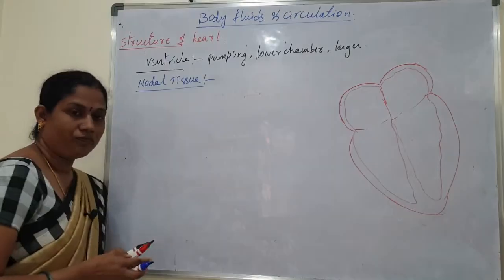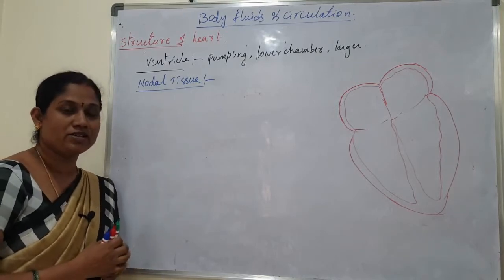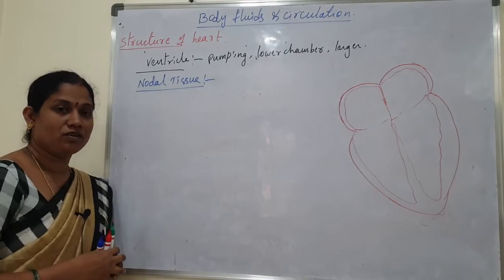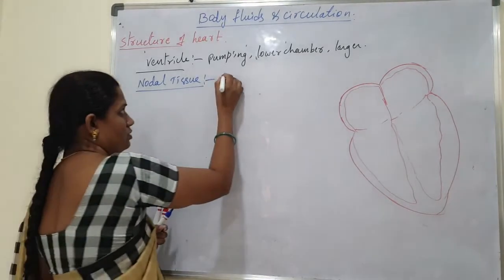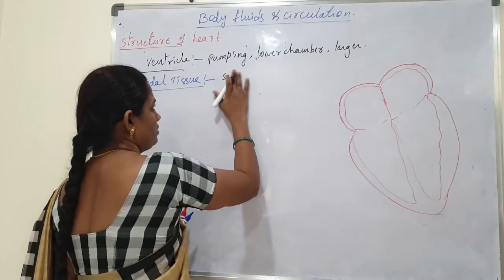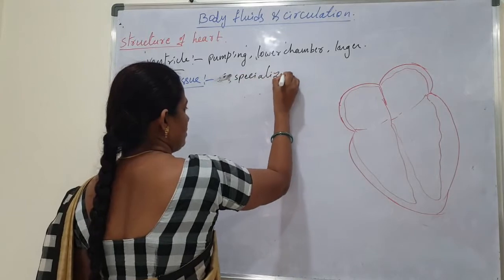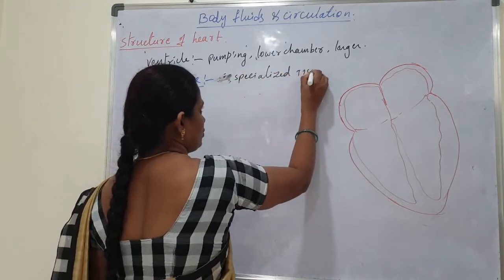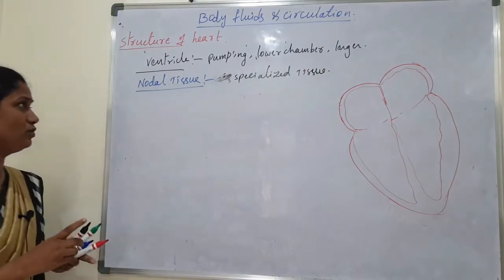Next, nodal tissues. In the heart, some specialized muscular tissue is also present. That is called nodal tissue.